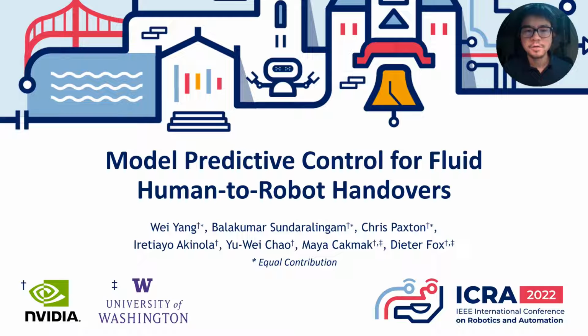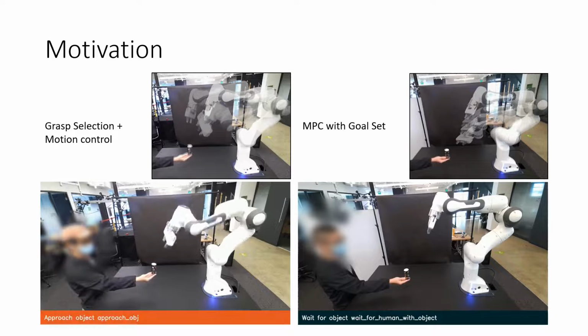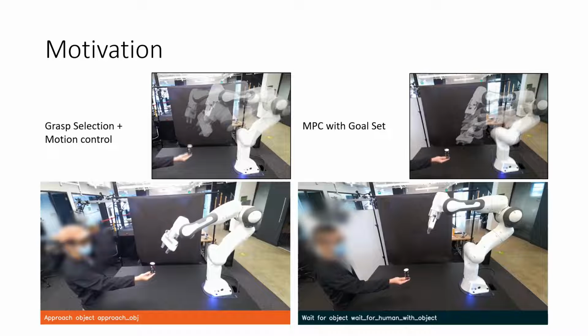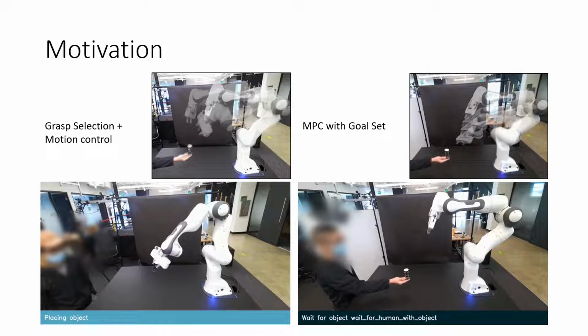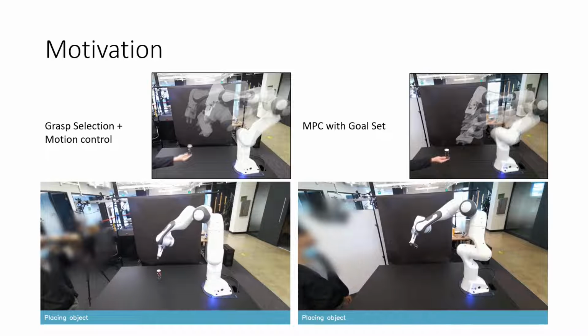I'm going to present our work of using MPC for human-to-robot handovers of unknown objects on behalf of my collaborators. In prior works, the grasp generation, grasp selection, and motion planning were conducted independently. The grasp could be inconsistent over time, causing the robot oscillation. In this paper, we propose to use MPC to tackle this issue.